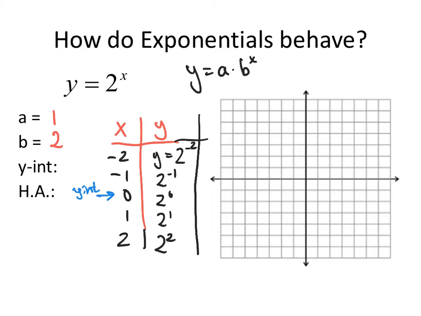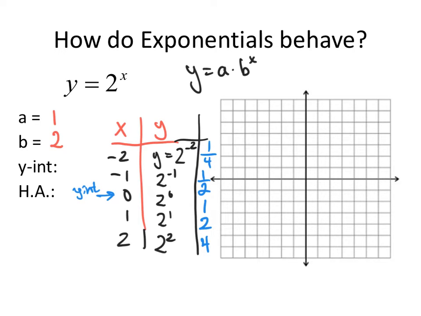Now we looked at some rules of exponents in the past, so we have 2 to the -2 power, and what that does is a reciprocal, so that's going to be 1 over 4 as an answer. And then 2 to the -1 power is actually 1 over 2. 2 to the 0 power, anything to the 0 power is 1. 2 to the first power is 2, and 2 to the second power is 4.